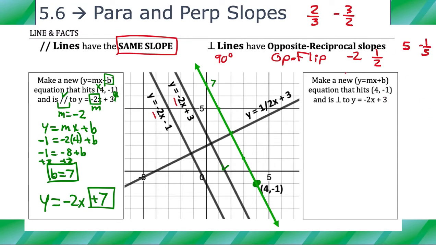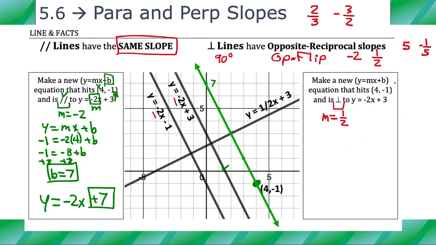Okay, so now again, this one gives you a different set of instructions. Same coordinate point, we're going to try to hit 4, -1 again, but this time we want to be perpendicular to y equals -2x plus 3. To be perpendicular, we need the opposite reciprocal slope, which we already know because there's already an example here. So the opposite reciprocal is 1/2.